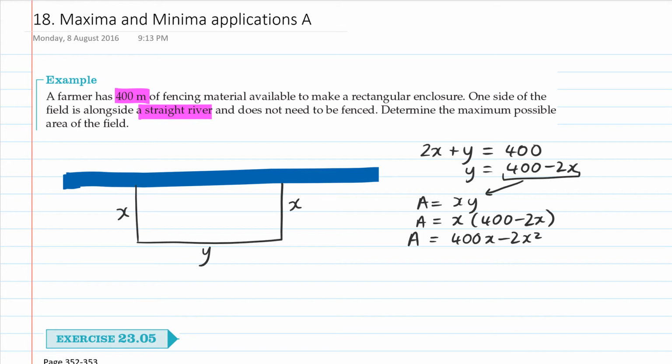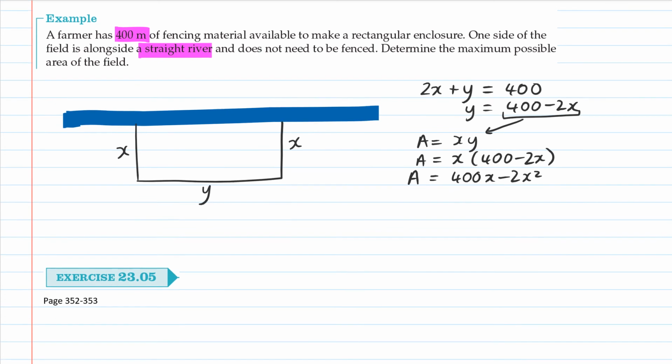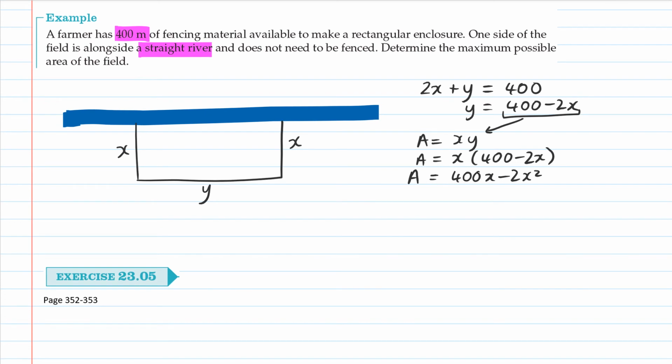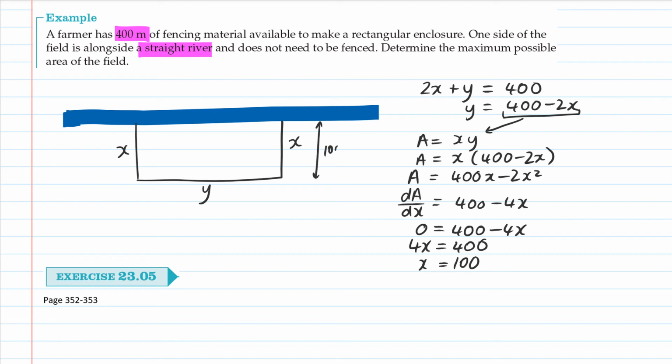Now if we differentiate that function, we will get a place where we can find the gradient is equal to 0, and that will be the maximum area. So we'll differentiate this function with respect to x, and we'll get 400 minus 4x, and we'll set that equal to 0, and then we'll solve that for x. So 4x equals 400, and so x equals 100. So that's the distance of x in order to get maximum possible area. So that would be 100, and that would be 100, and so therefore y would be 200.